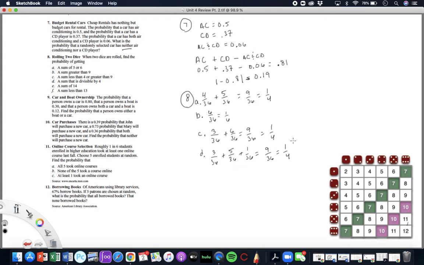All right, so E, a sum of 14. Well, gosh darn it, there's no 14s on here. So the probability of that event occurring would be 0.